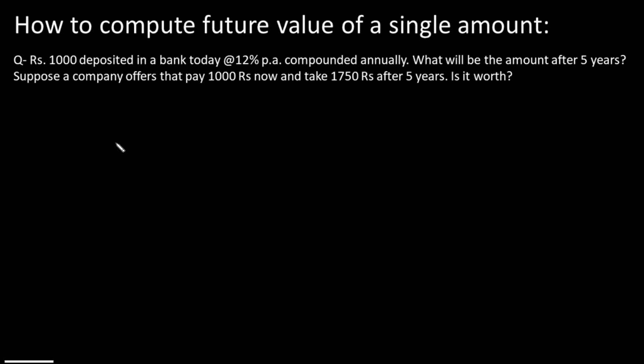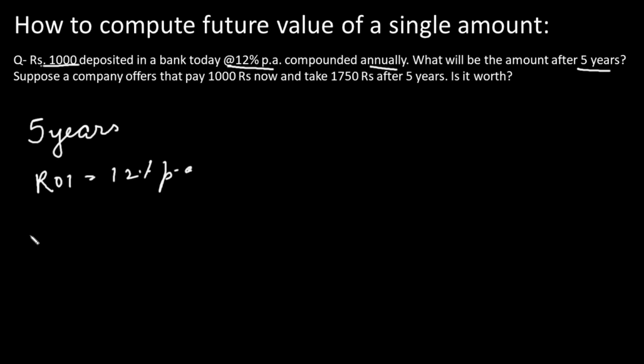Now coming to the question. The question says that rupees 1,000 is deposited in a bank today at 12% per annum compounded annually. What will be the amount after 5 years? Right? So the number of years we have is 5 years. And the rate of interest is 12% per annum. And the principal amount is 1,000.